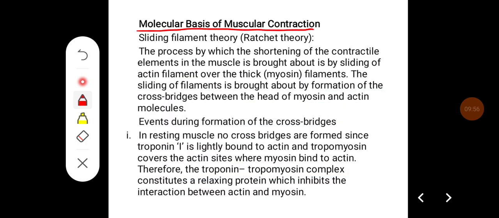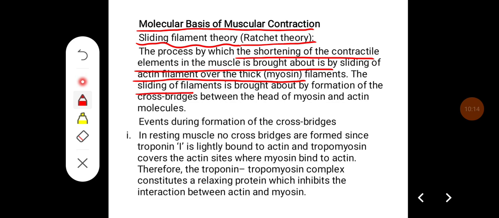Molecular basis of muscular contraction, which is also called the sliding filament theory or ratchet theory. The process by which the shortening of the contractile elements in the muscle is brought about is the sliding of the actin filament over the thick myosin filaments. The sliding of filaments is brought about by the formation of cross bridges between the head of myosin and actin molecules.